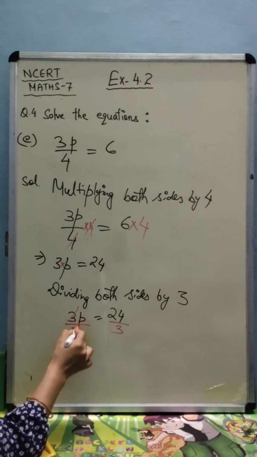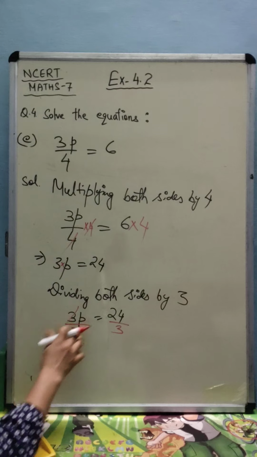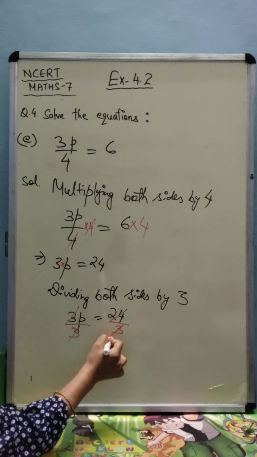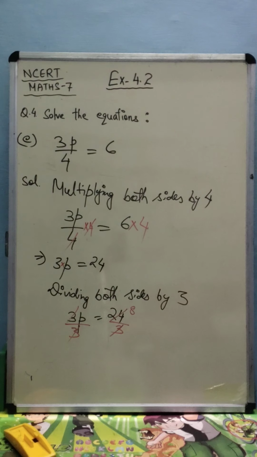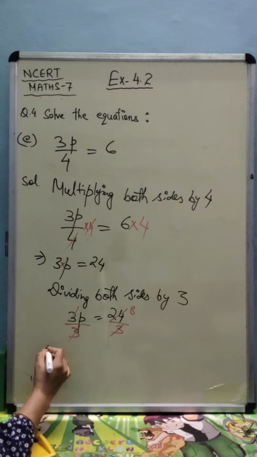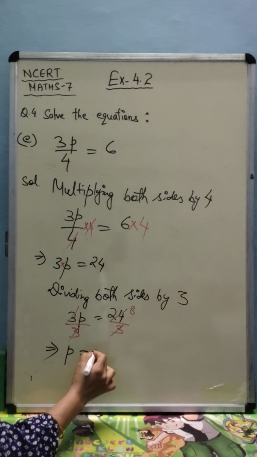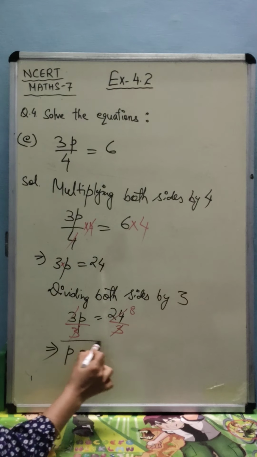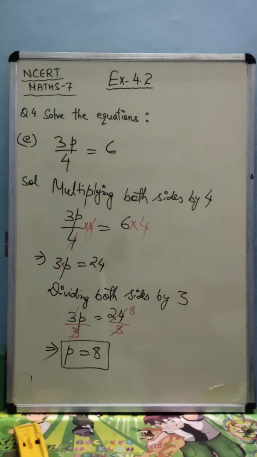This 3 and 3, numerator and denominator are the same numbers, so they will get cancelled. And here 24 divided by 3 is how much? 3 8s are 24. So what remains in the LHS? p. And what remains in the RHS? 8. So the value of p is 8. This is the required solution. I hope this E part is also clear to all of you.